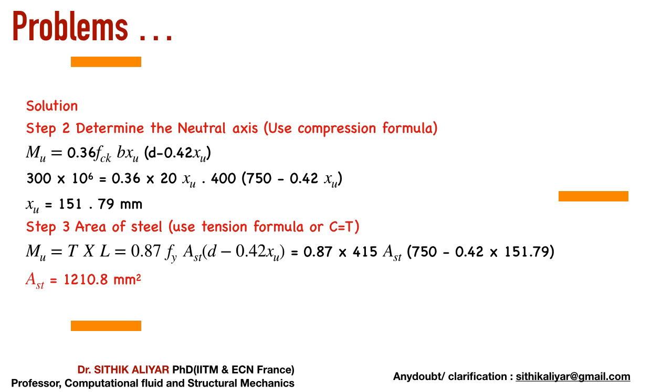Because 0.36 fck b into xu, there is a formula. You have fck given, b given, Mu given, everything is given. So you can easily determine xu. Bring everything, substitute everything here. Find the xu, check against the maximum neutral axis xu max 0.48d. Substitute back here and you will get the area of the steel.